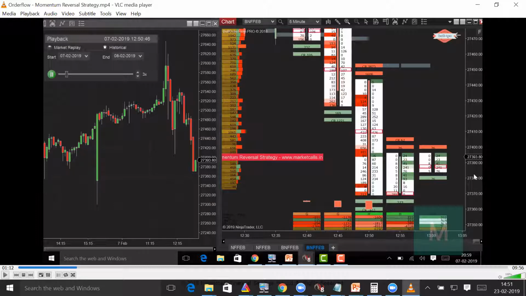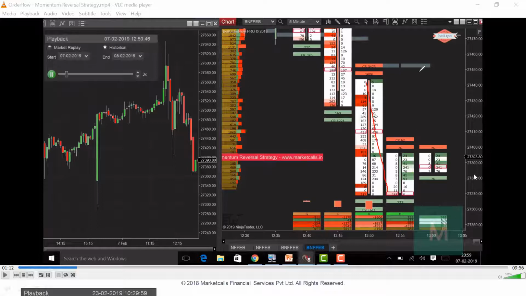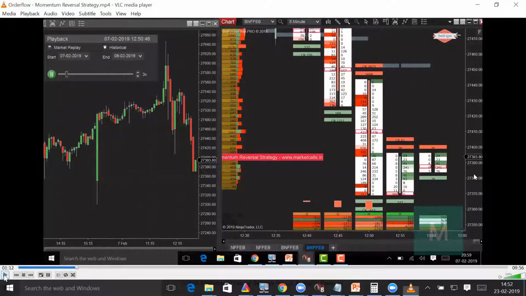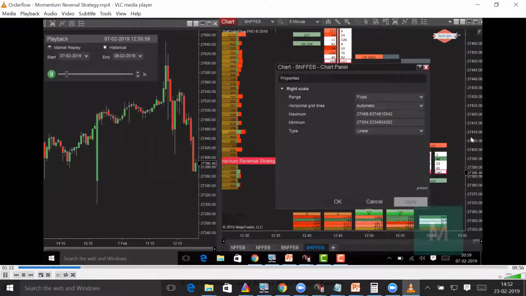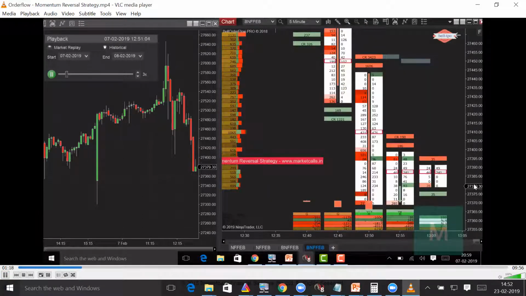So it turns into what? Initiative to initiative. It was an initiative down followed by an initiative up. You see that the initiative buyers are coming in, but let me run it clearly so that you'll be able to know that it's an initiative to initiative. Initially it looks like absorption, but then it turns out to be initiative to initiative.